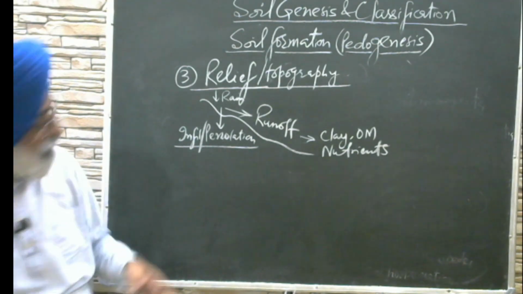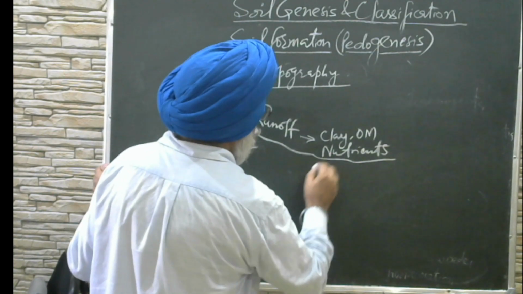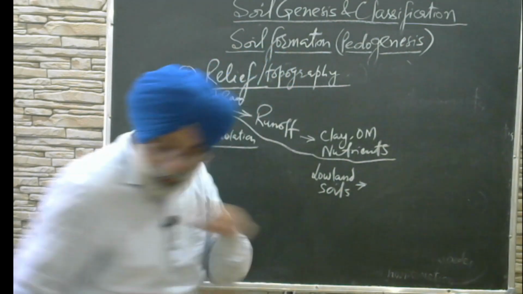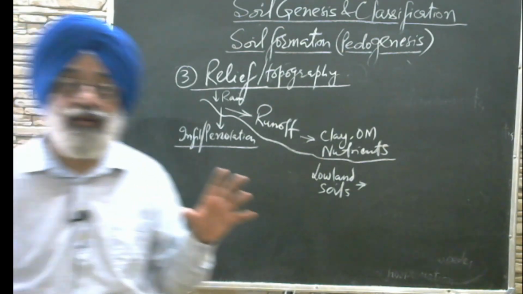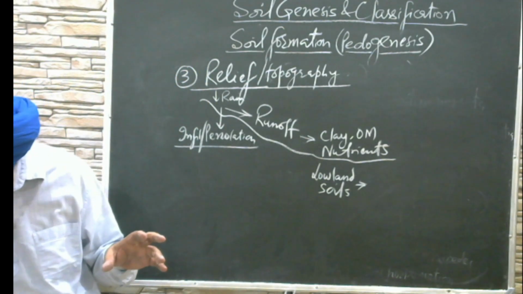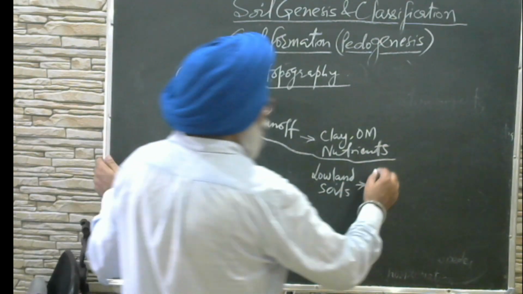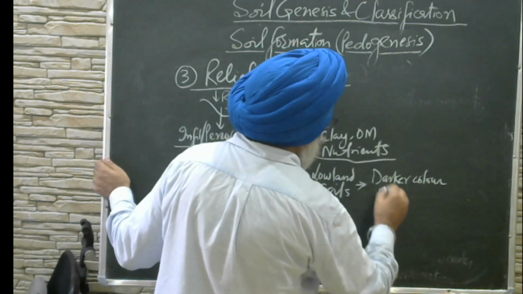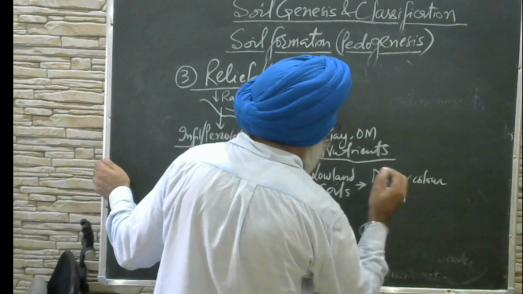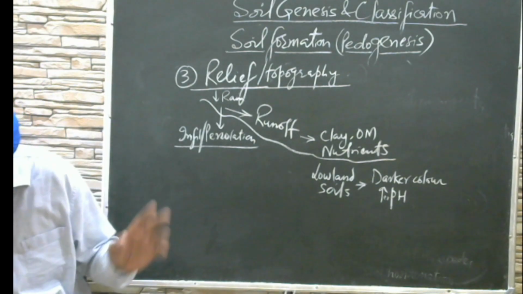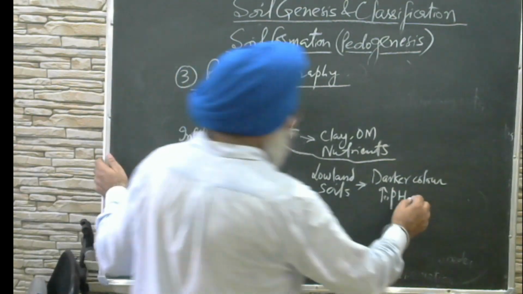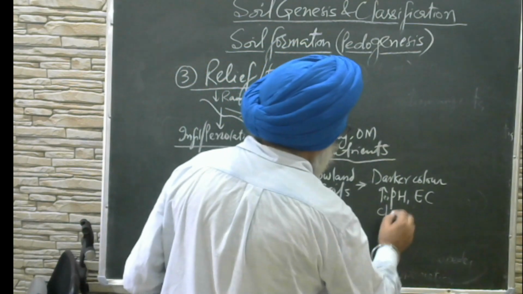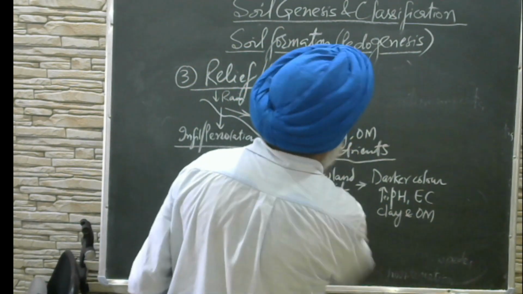So generally, lowland soils will be darker in color because of higher organic carbon content. They have higher pH, as compared to intermediate and the surface. EC could also be high because salts also get deposited over here. And clay content and organic matter are higher, of course, finer particles which are brought by the running water.